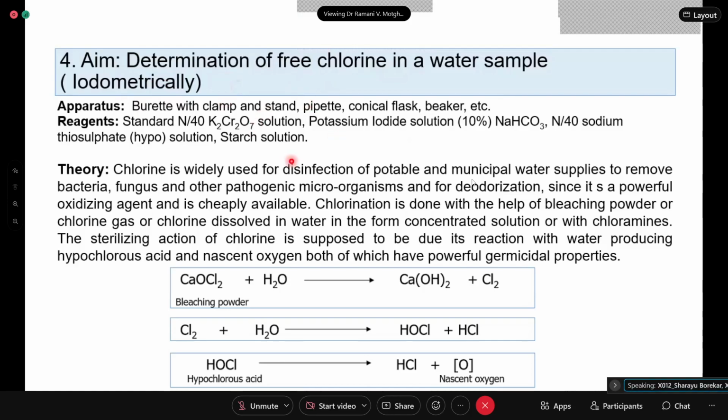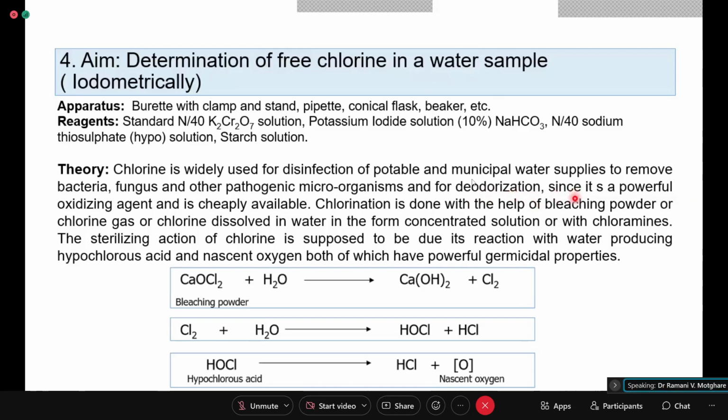Okay. So you want to determine free chlorine. Now free chlorine as such will not be there in any raw or natural water. Now chlorine is added for disinfection purpose so that it is made potable. Potable means biological flora like bacteria and fungus should be killed, and the water is made of drinking quality. At the same time it is also deodorized. So odor, if it is there because of decaying matter and all, is lost.